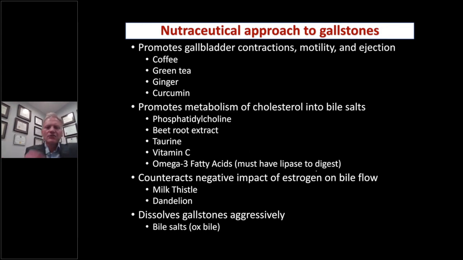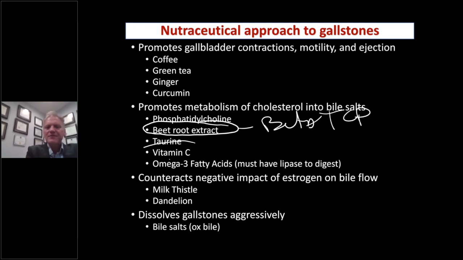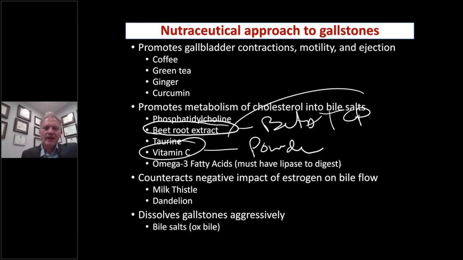Nutraceuticals. Okay. If somebody's having hepatobiliary issues, I like using beetroot extract. We get that beta TCP from Biotics. I like to use vitamin C powder. These are kind of my go-tos. I like to use those.